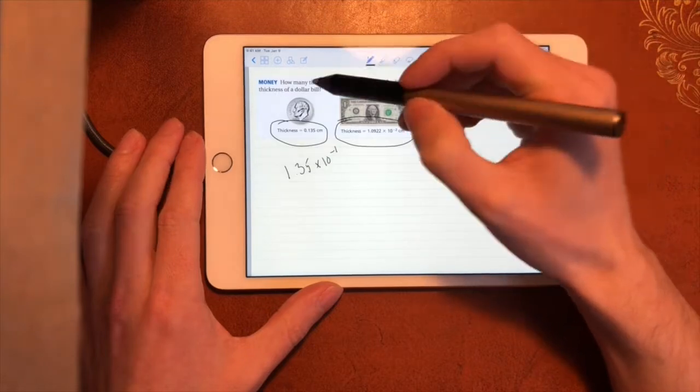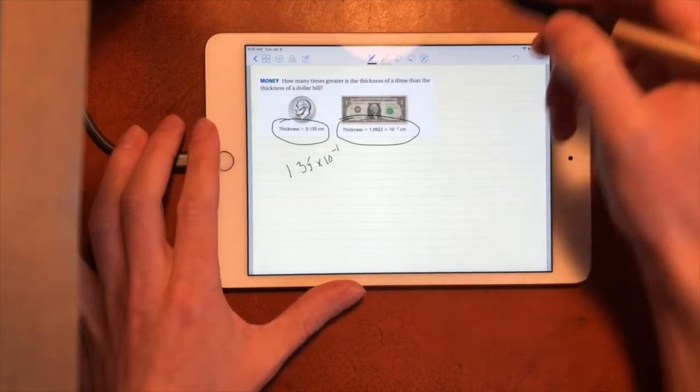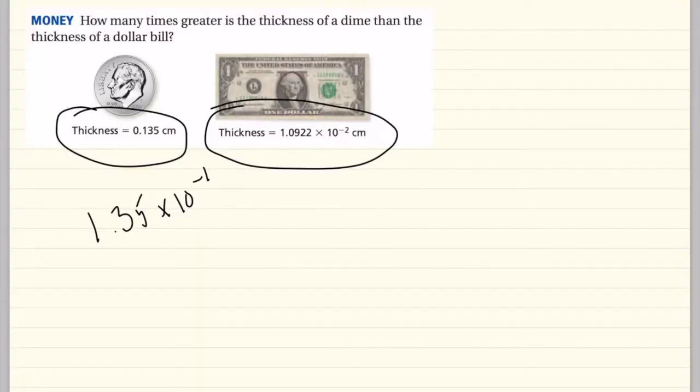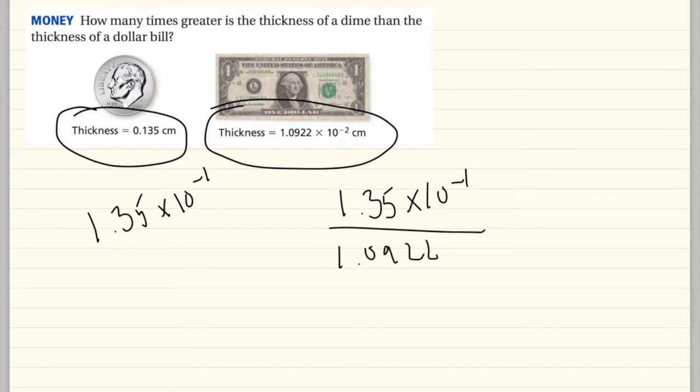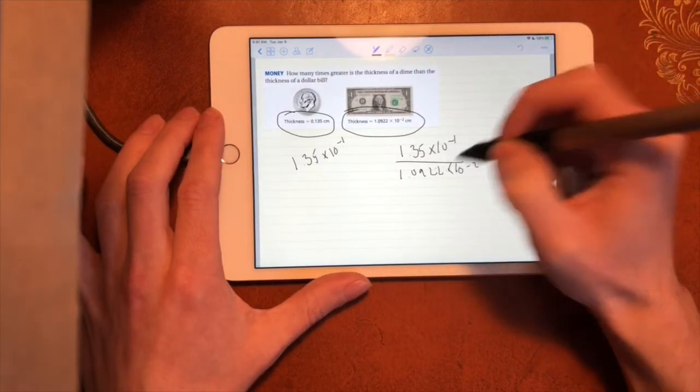Then it says how many times greater is the dime than the dollar? So what we should be doing is dividing. So we're going to say this is 1.35 times 10 to the negative first divided by 1.0922 times 10 to the negative second. My handwriting does not look nice on this. Well, you get the idea.